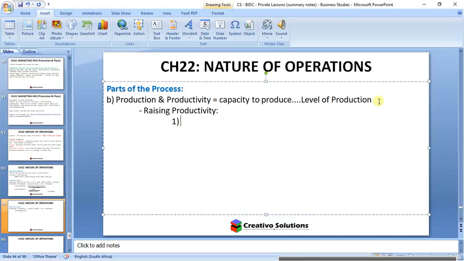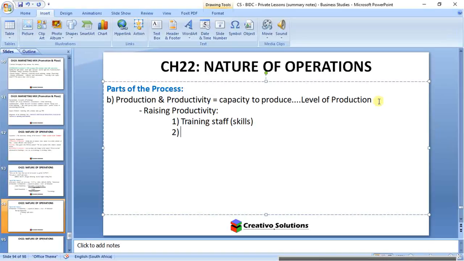Okay, number one. Improve the training of staff to raise their skills. Training staff, bracket, skills. That's the summary for that part. Do you agree if people can do more, they'll be more productive? There's the first part. Okay, that's the first point that the textbook has given you.